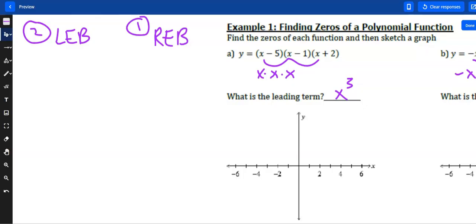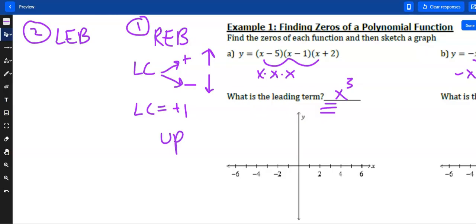So this is based on, remember how I abbreviated leading coefficient as LC? If the leading coefficient is positive, then the right end behavior is up. And if the leading coefficient is negative, then the right end behavior is down. You can see in my example here that the leading coefficient in front of the x cubed term is a positive 1. So we know that the right end behavior for this question is up.